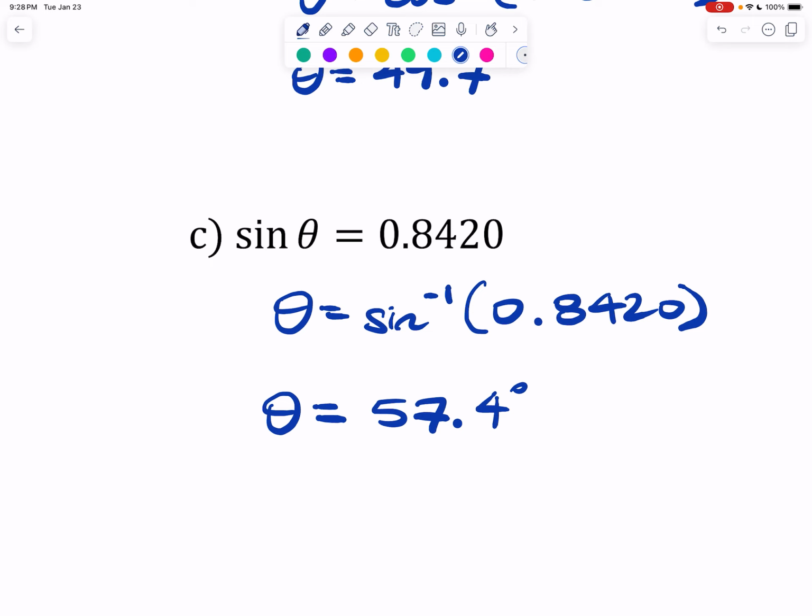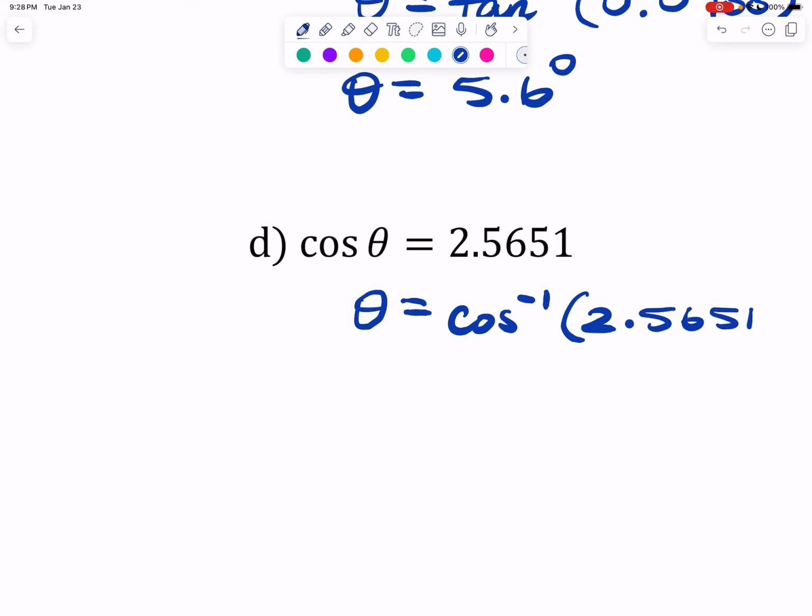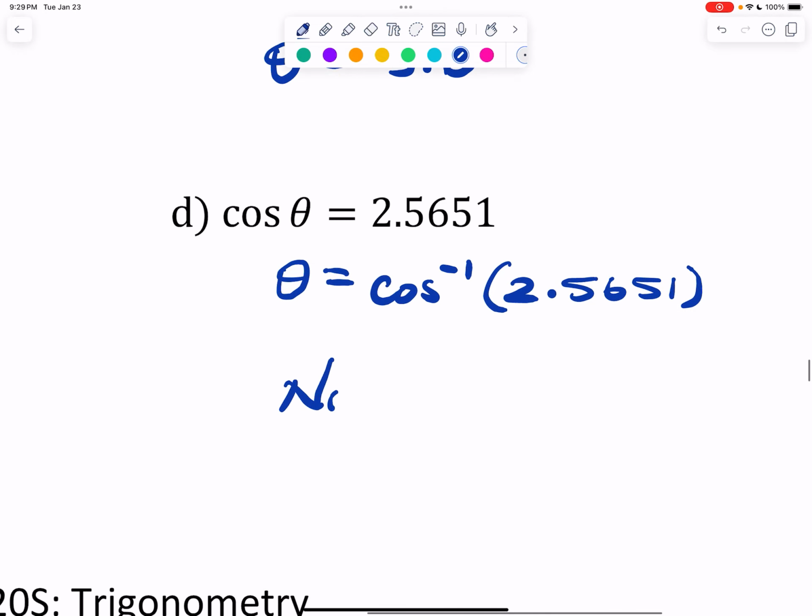All right, moving on. Example D. There it is. That next step says we take cos and move it to the other side, but that's inverse cos now. And we go 2.5651 in the brackets. I'm going to type that into my calculator. On my calculator, I got domain error. Yeah, you might have gotten some sort of error. And if you have a domain error, there's actually no solution here.